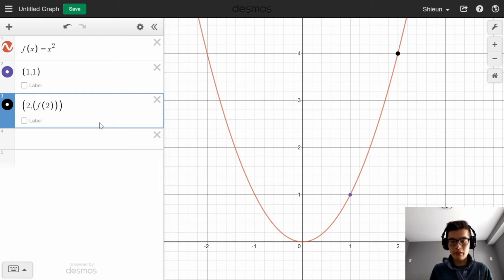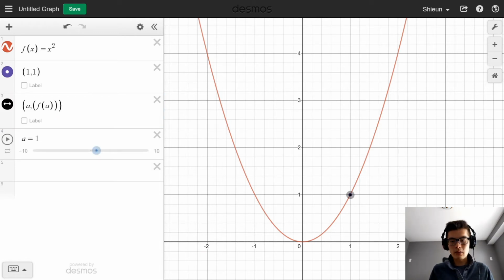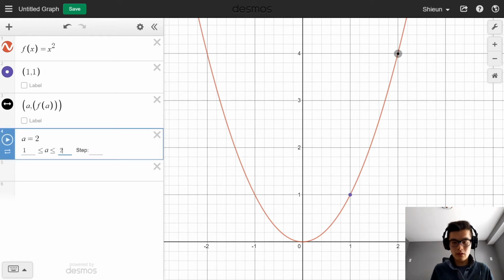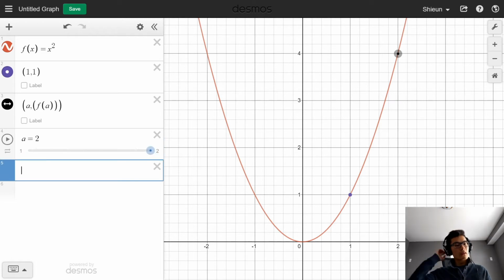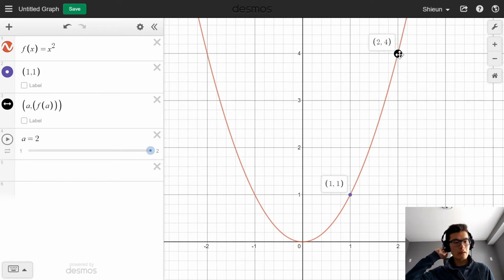I'm going to say, let's call this A. That's going to be f of A. Don't worry about the little cheats here. This is just to help me figure things out a bit more quickly. Okay, let's change the steps here. Let's make sure it's between 1 and 2. So what's going to happen is you see my purple point at 1, 1, and then you see the black point here, 2 comma 4 currently, right? I can move the slider and it'll change it, right?